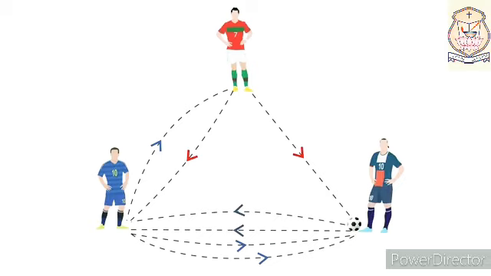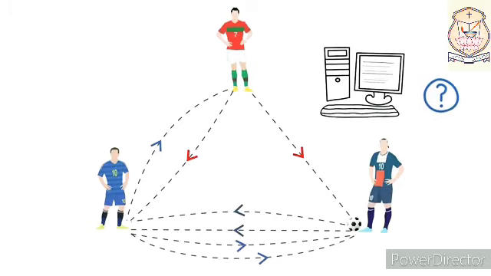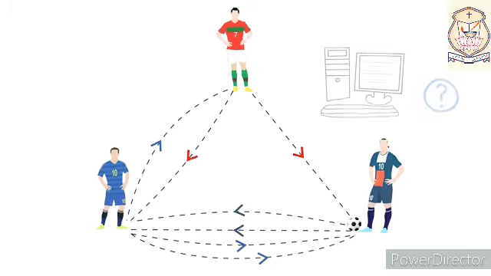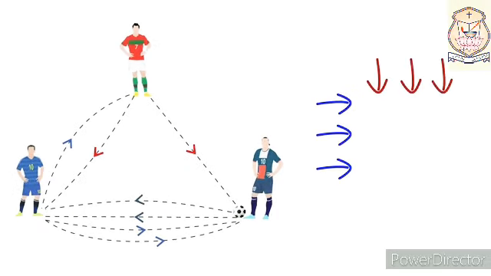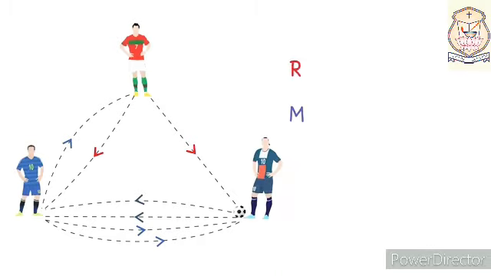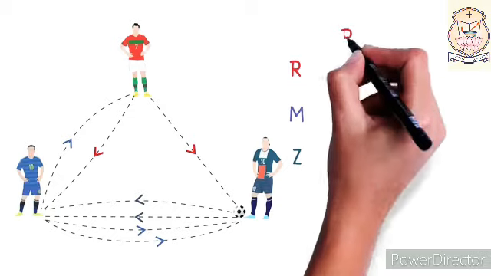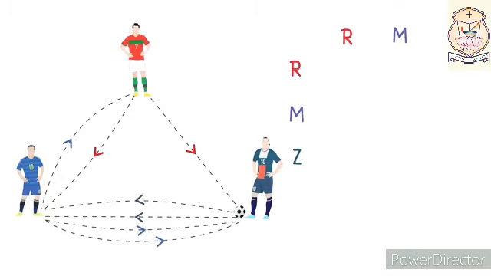But what if I wanted to explain this to a computer? The computer will not understand diagrams. So we make a small table on the right with 3 rows and 3 columns. We can have Ronaldo, Messi and Zlatan as rows. And to know who the ball was passed to, we have Ronaldo, Messi and Zlatan as columns.